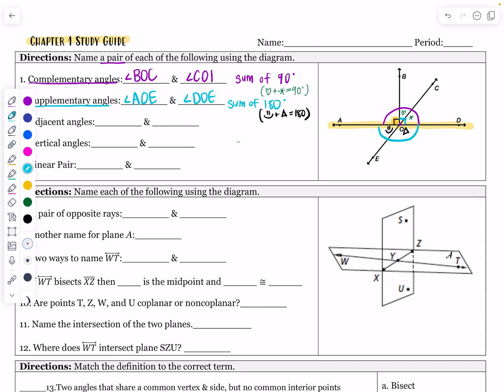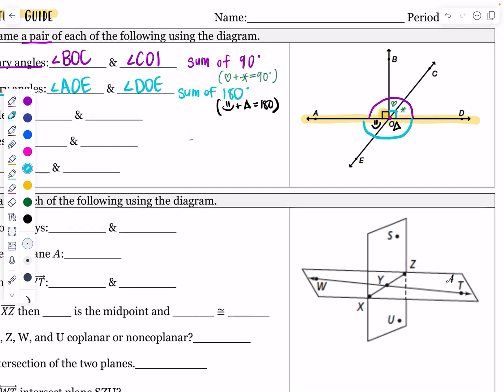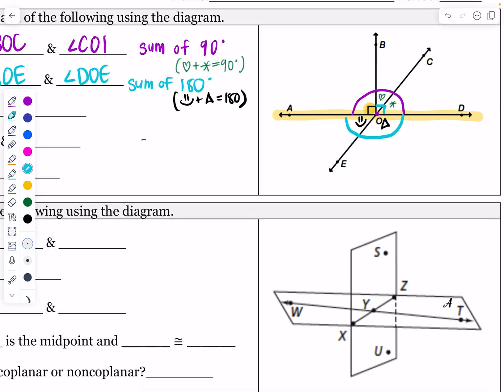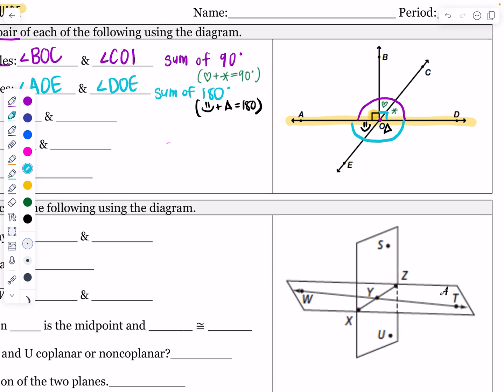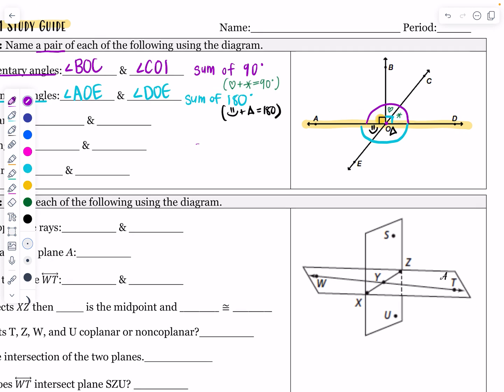All right, now we need a set of adjacent angles. And so if I'm putting things on here, adjacent angles are angles that share the same vertex and a ray. So there's multiple ones on here. Let me just put one more symbol.